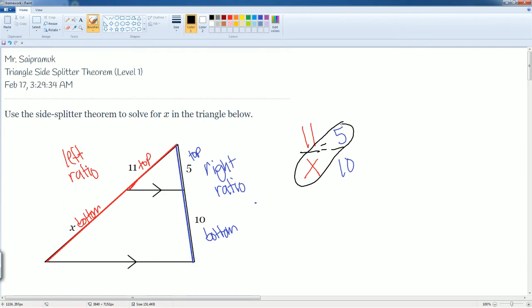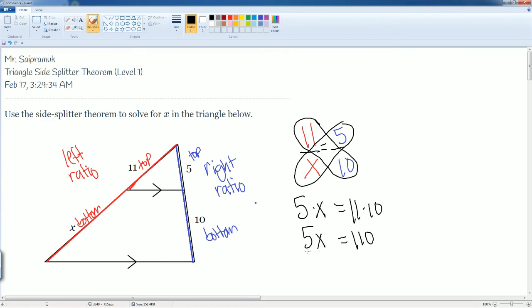5 times x is equal to 11 times 10. 5 times x gets you 5x. 11 times 10 gets you 110. Divide by 5 to solve for x to both sides. You get x is equal to 110 divided by 5 gets you 22. So this number here is going to be 22.